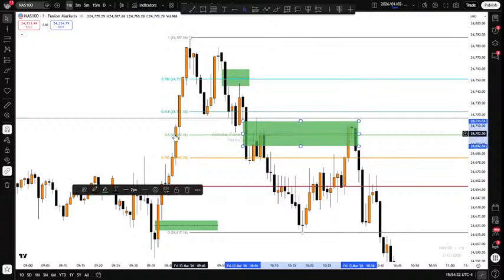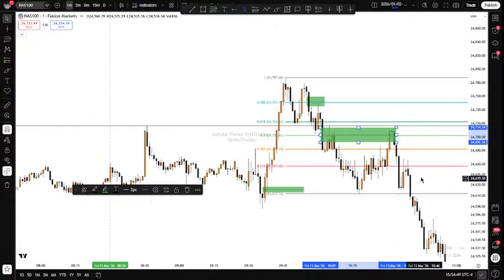Premium is over 50%, 0.5. This is over 50%. What do we have here? We have this fair value gap, which we actually tapped and used to actually go lower, right? What do we have? We enter here, another trade. You're not panicking.